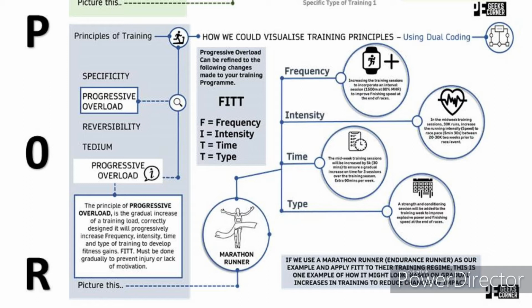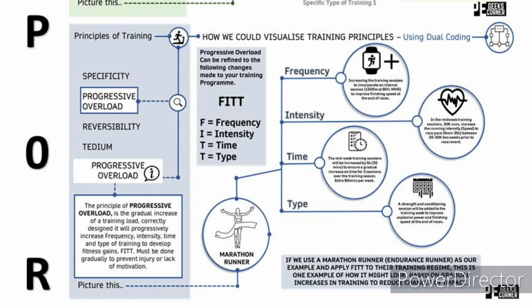Intensity is basically making it harder. So can you lift more weight? Can you run further? Can you run up hills? So you've got to find a way of making it more difficult as far as the intensity. So basically making it essentially just tougher.